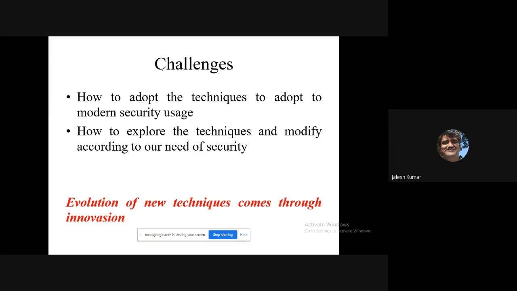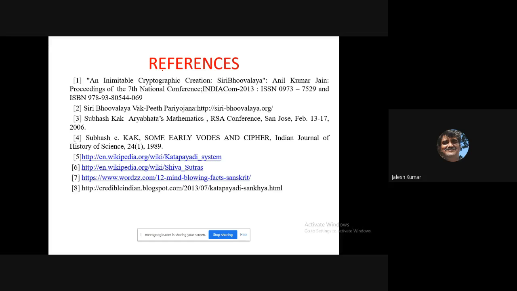With this, I'll conclude this topic. These are some of the references where you can see all types of these early codes that I discussed in both sessions, session 1 as well as session 2.